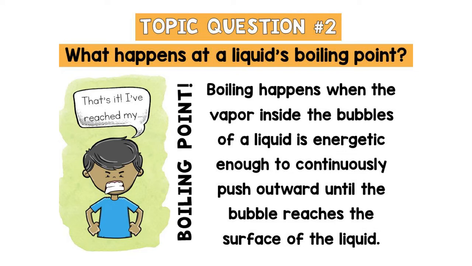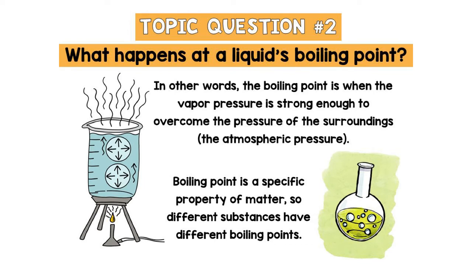Well, boiling happens when the vapor inside the bubbles of a liquid is energetic enough to continuously push outwards until the bubble reaches the surface of the liquid. In other words, the boiling point is when the vapor pressure is strong enough that it can overcome the pressure of the surroundings, or the atmospheric pressure. We call the boiling point a specific property of matter, meaning different substances have different boiling points.